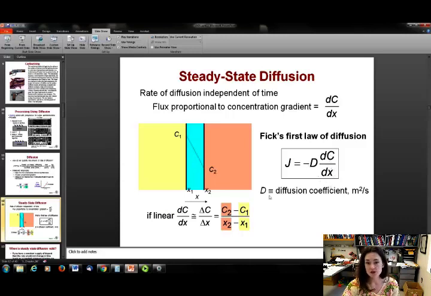Here D is the diffusion coefficient. The units of it are area per time, meters squared per second for SI units. And then dC/dx, that derivative, can also be approximated for steady state diffusion cases as delta C, the change in the concentration over the membrane, divided by the thickness of the membrane here, given as x2 minus x1.